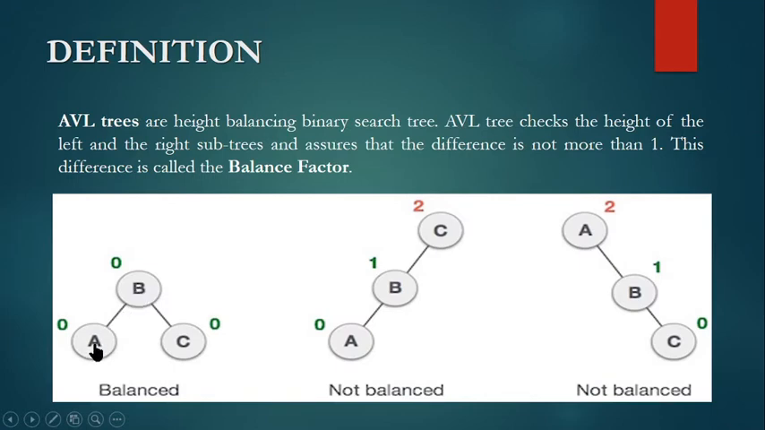It has one left tree and one right node or right tree. So 1 minus 1 we get 0. That's how it should be calculated. That means left subtree minus right subtree.